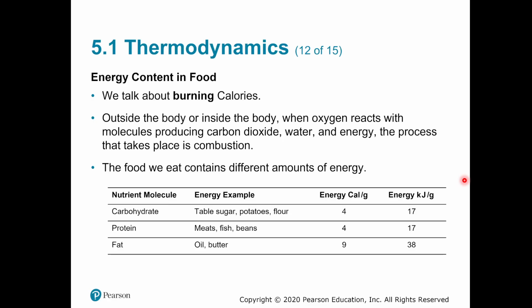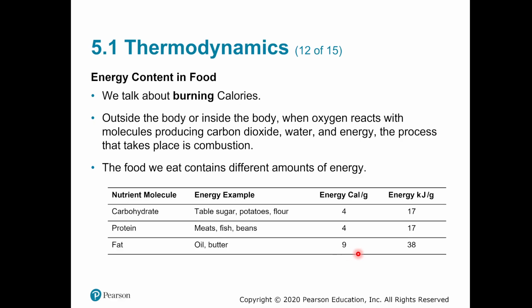Now, when we eat food, we don't burn it, but we do oxidize it. It's a very similar process to burning it. So when we talk about burning calories, this is actually what we're going to be talking about. It's the amount of energy that's released by that type of food. For example, carbohydrates release 4 capital C calories per gram. And when we talk about protein, it releases 4 capital C calories per gram.